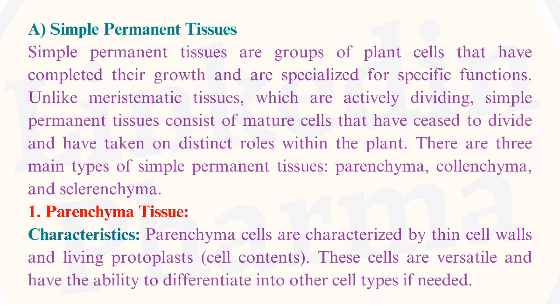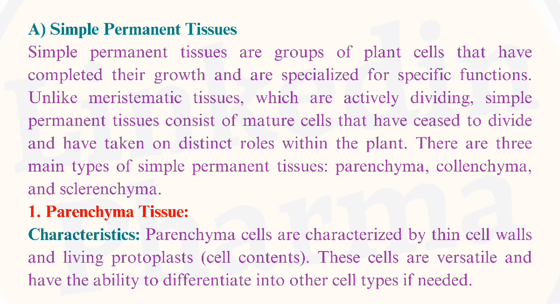Simple permanent tissues. Simple permanent tissues are groups of plant cells that have completed their growth and are specialized for specific functions. Unlike meristematic tissues, which are actively dividing, simple permanent tissues consist of mature cells that have ceased to divide and have taken on distinct roles within the plant. There are three main types of simple permanent tissues: parenchyma, collenchyma, and sclerenchyma.